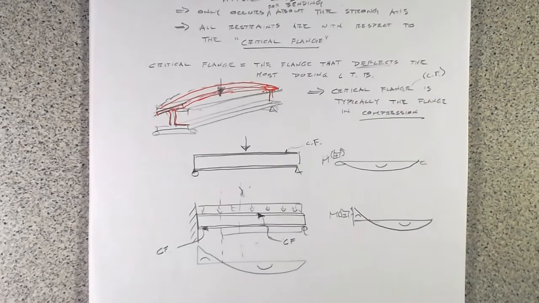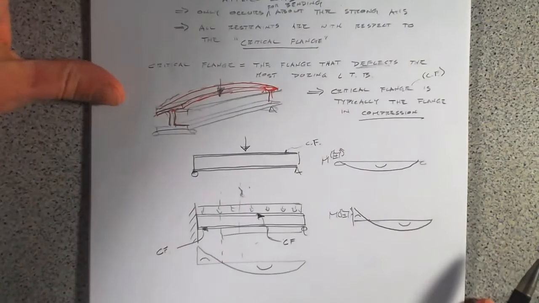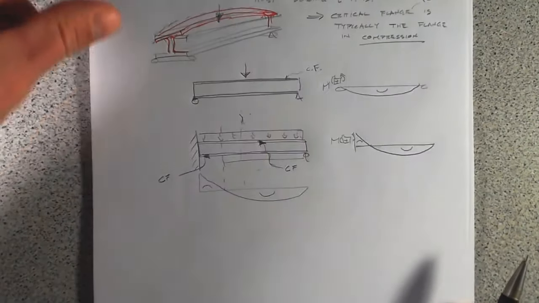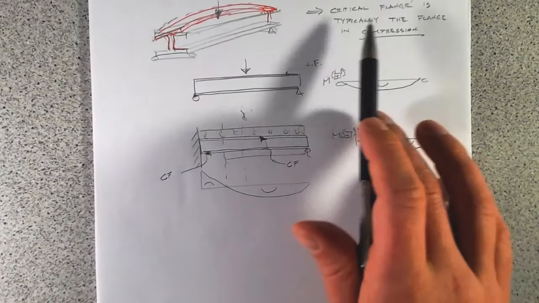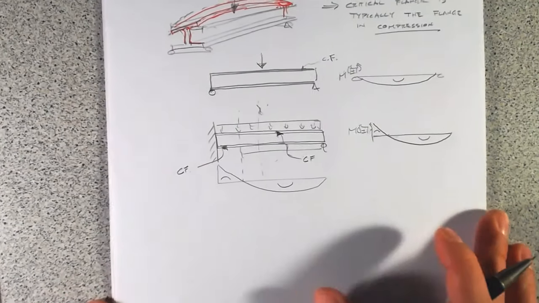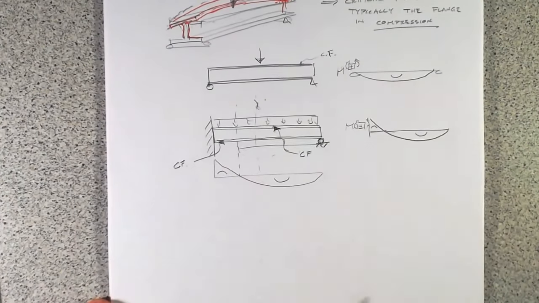Critical flange is on the bottom. So that's how we sort of define our critical flange. And it's really based on what our boundary conditions are and which flange is in compression. So the only time that we deviate from it being the compression flange is if we have a cantilever. So here, I had a propped cantilever.